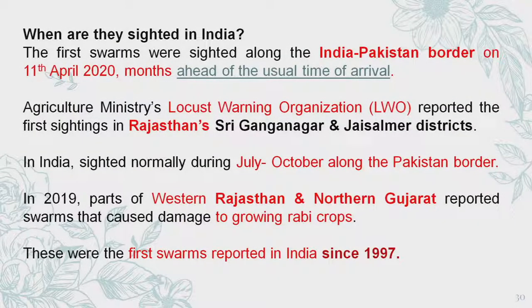So in India, we sighted them in April 2020 on the Indo-Pakistan border. And their arrival is unusual compared to previous years. The Agriculture Ministry has a body called the Locust Warning Organization, which reported the insect from Rajasthan districts. In India, they are sighted normally during July to October, along the Pakistan border. In 2019, parts of Rajasthan and Gujarat reported swarms that caused damage to their rabi crop. The first swarms ever reported in India were in the year 1997. So in 2019 we recorded them, and in 2020 we are again recording them.